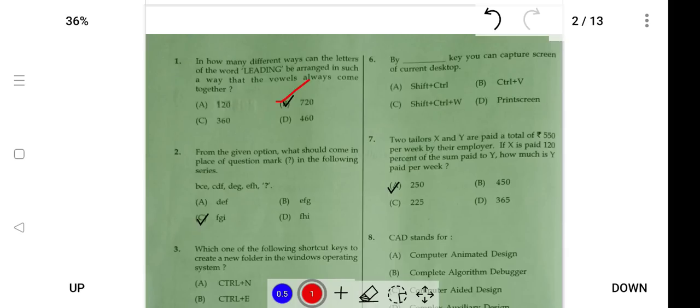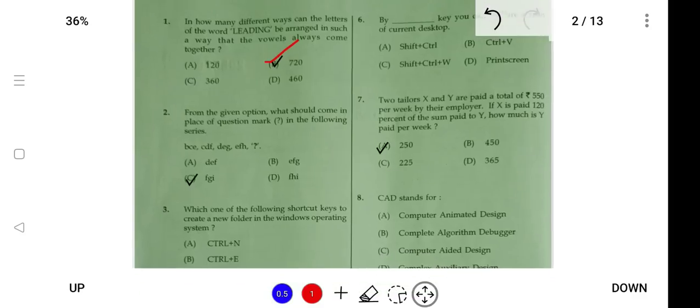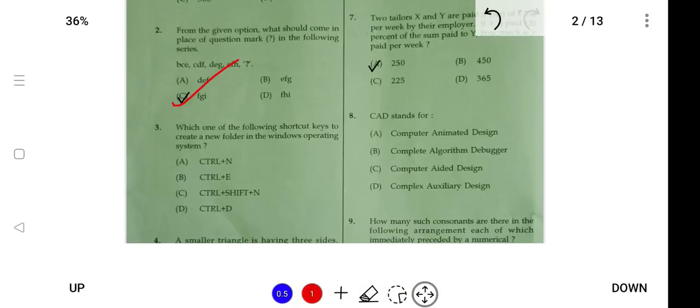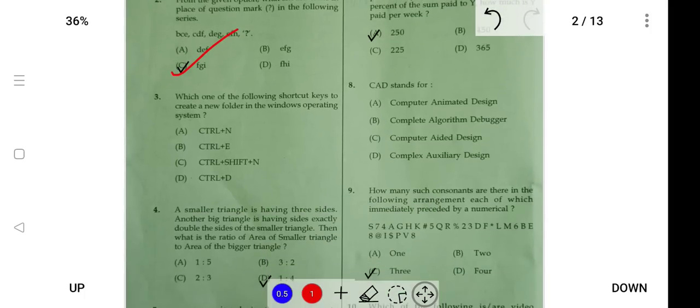Question number two: which of the following options should come in place of the question mark in the following series? BCE, CDF, DG, EFGH, question mark. The answer is FGIO. Next. Which one of the following is the shortcut key for opening a new folder in the Windows operating system? So the answer is Ctrl plus Shift plus N for new folder.